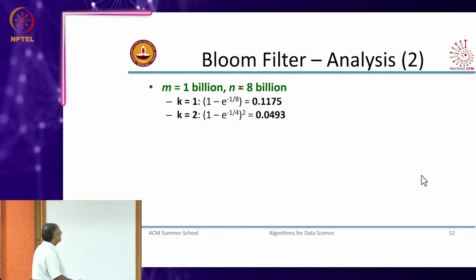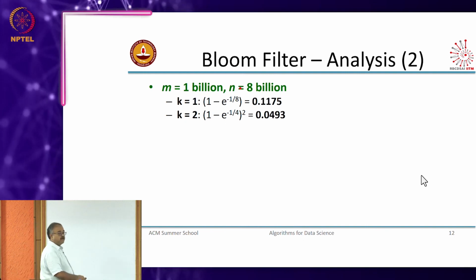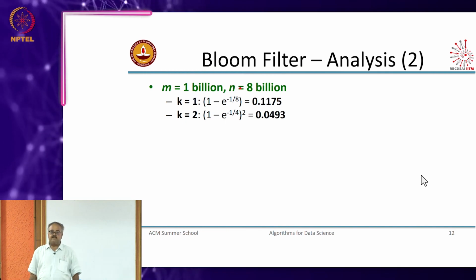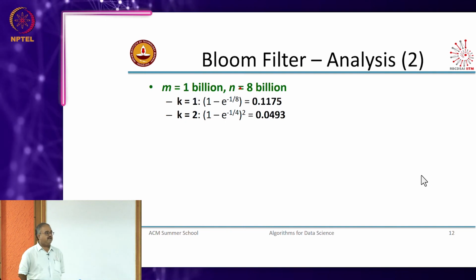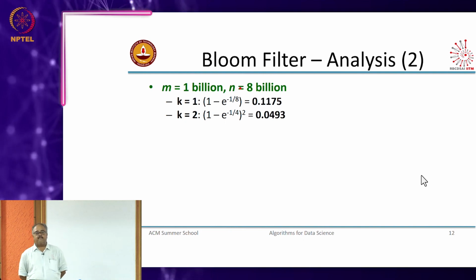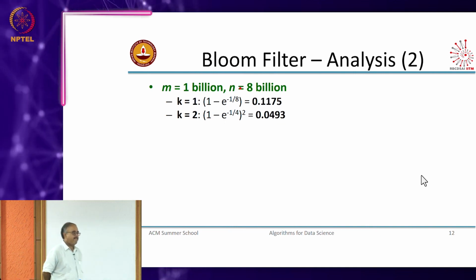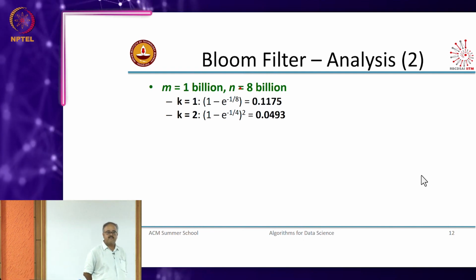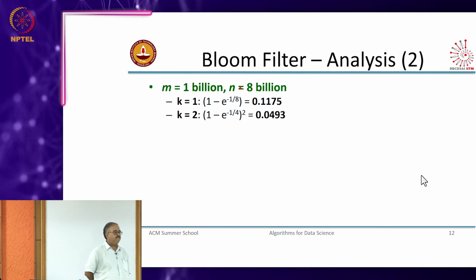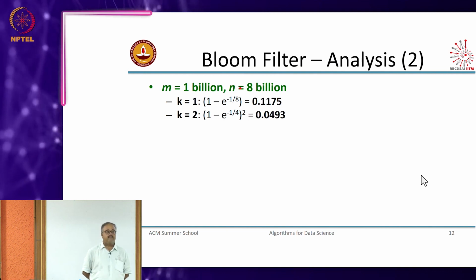So, now let us look at this. I have the original numbers I had, m equal to 1 billion, n equal to 8 billion, and of course, k equal to 1 is what we saw already, it is 0.1175, and k equal to 2, big change, 0.0493. Great. So, what happens if I keep increasing k? K equal to 3, 4, 5, 6, 7, 8, 9, 10. Will you see this continuously decreasing? How many of you say the probability will keep decreasing if I keep increasing k?